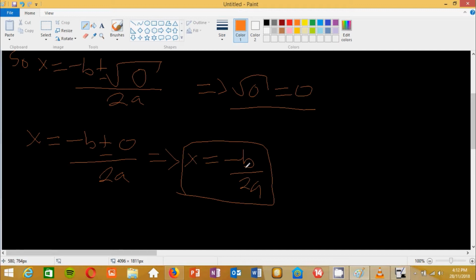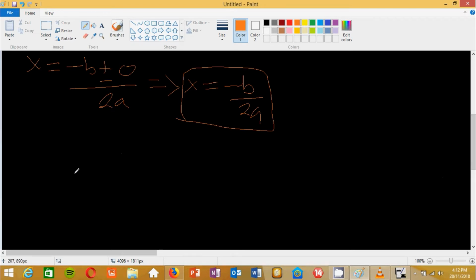But this is just one number. So what this means is your answer to this equation is just going to be one number. You're not going to have two answers. If you work from this idea that x is equal to negative b plus or minus 0, your first answer, let's call it answer 1, would be negative b plus 0 over 2a. And then answer 2 would be negative b minus 0 over 2a.